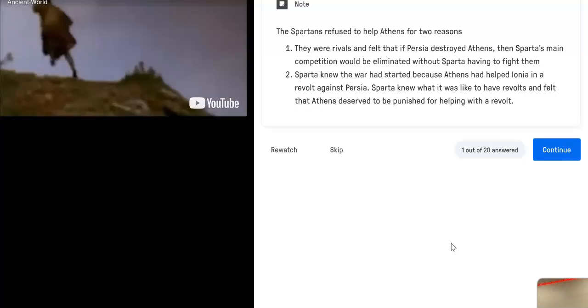Sparta knew that the war had started because Athens helped Ionia in a revolt against Persia. Sparta knew what it was like to have revolts and felt that Athens deserved to be punished for helping with a revolt. So do you remember how I told you that Sparta had lots of slaves? There were more enslaved people in Sparta than there were Spartans. Okay?